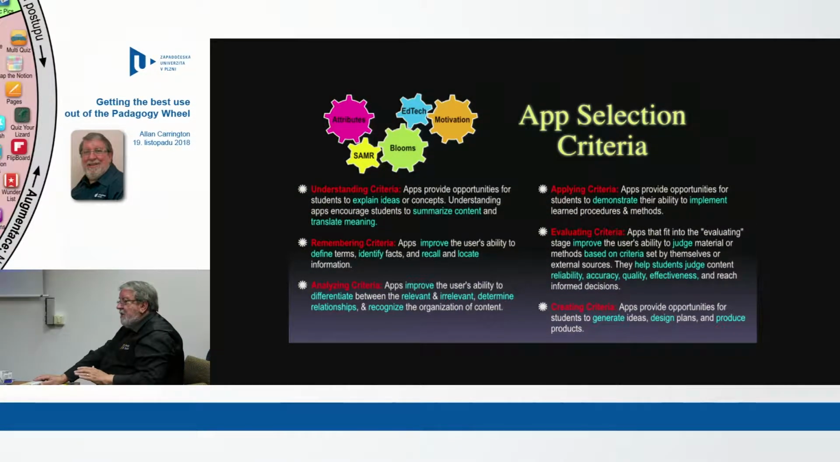And here are the criteria. They're all on the poster, by the way. If you're looking for apps that fit into the evaluating stage, they improve the user's ability to judge material or methods based on criteria set by themselves or external sources. They help students judge content, reliability, accuracy, quality, effectiveness, and reach informed decisions.